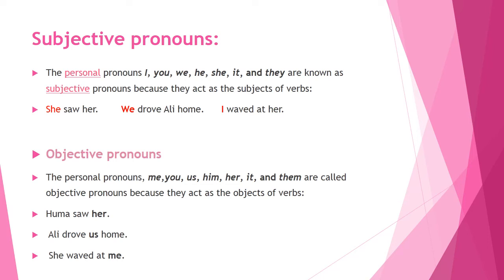Next is objective pronouns. The personal pronouns me, you, us, him, her, it, and them are called objective pronouns because they act as the object of verbs. For example, Huma saw her. Ali drove us home. She waved at me. Her, us, and me are the words which are categorized as pronouns, and they are used in an objective form because they are acting as an object in the sentence.